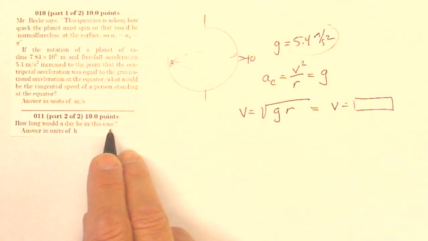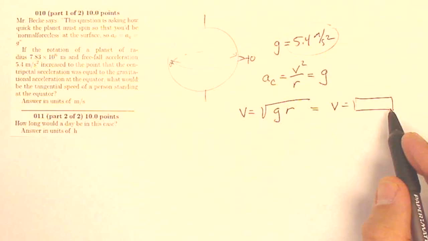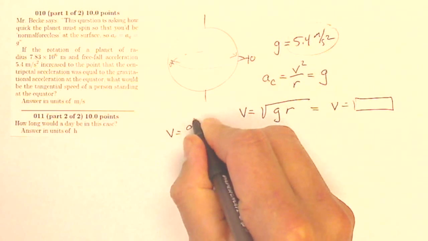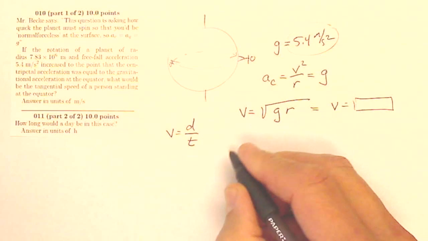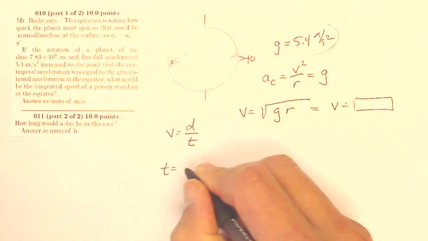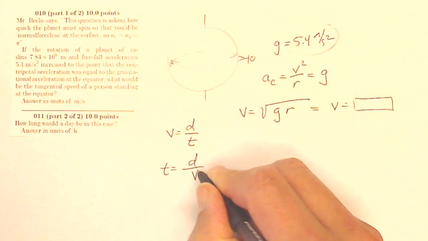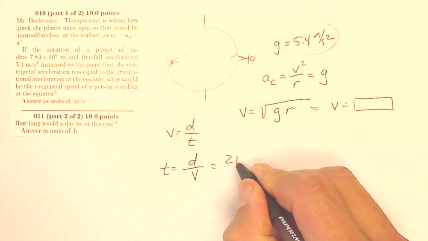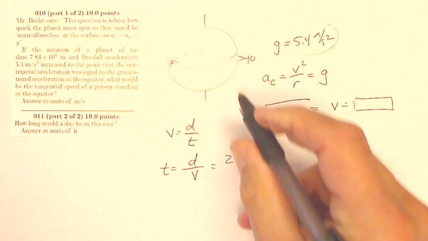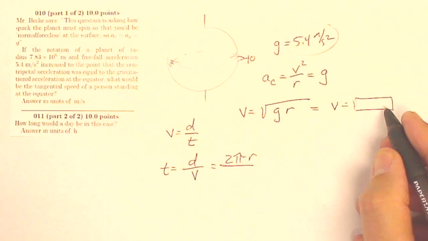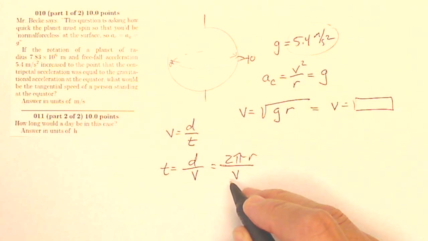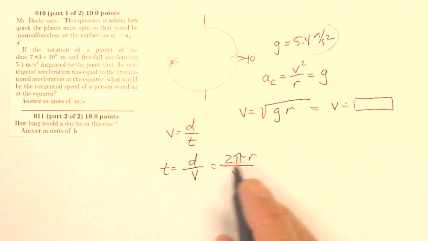Now it says how long would a day be in this case? Well, if that's my speed, then I'm looking again for my time. So my velocity is going to be the distance I travel divided by the time. So my time is going to be the distance I travel divided by my velocity. Well, one day is once around the planet, so that's going to be 2 pi times the radius of the planet to go once around. And my velocity is this velocity that I had here. So I'll get my velocity from over here. And my radius is given to me.